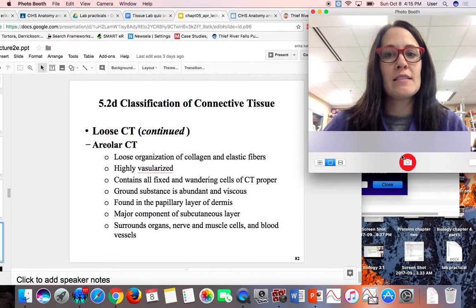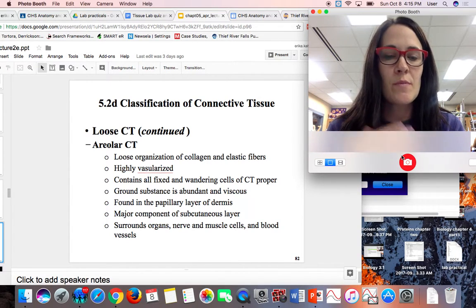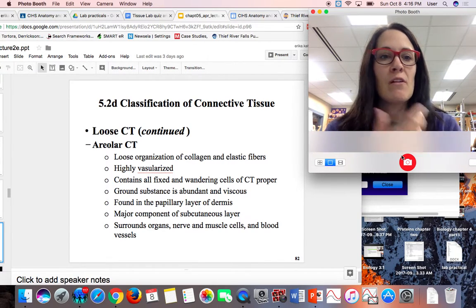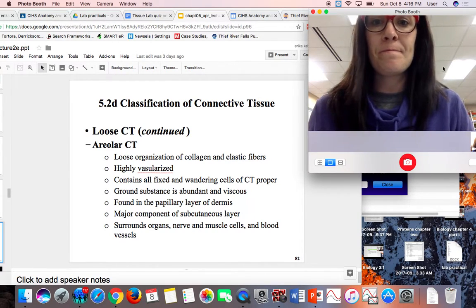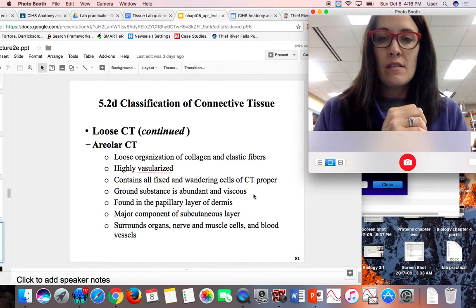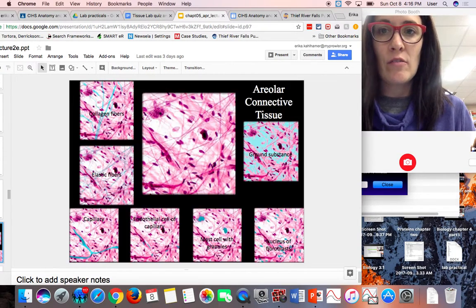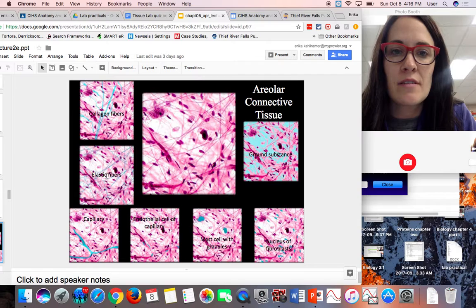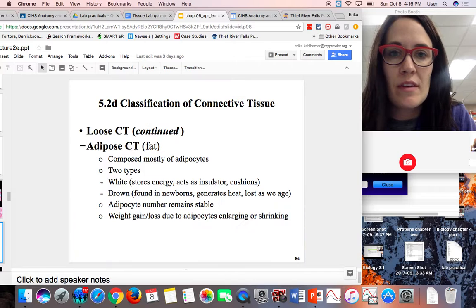Areolar, it is a whole bunch of collagen elastic fibers that are organized. It's extremely vascularized, meaning blood supply. We're going to have fixed cells in there, wandering cells, a viscous ground substance. We're going to see it in the dermis and in the subcutaneous layer, which is right underneath the dermis of the skin. And it's going to surround organs, support them, protect them. That's areolar. And that's what it looks like. All the collagen fibers in green there, elastic fibers in green, ground substance, and different cells within it.